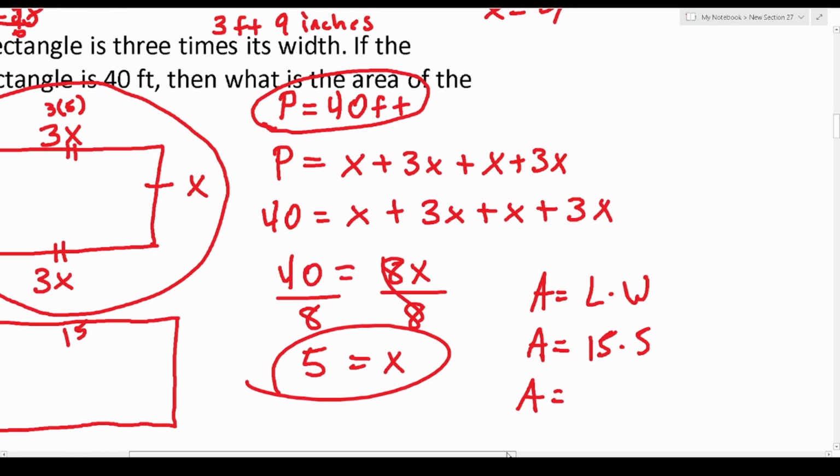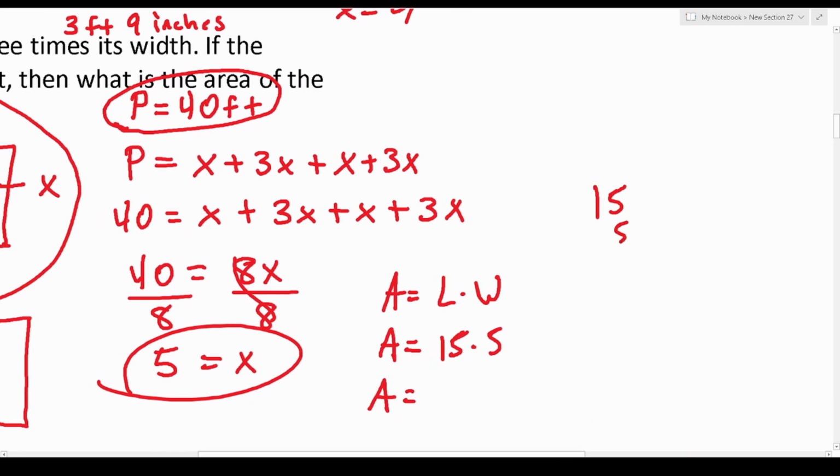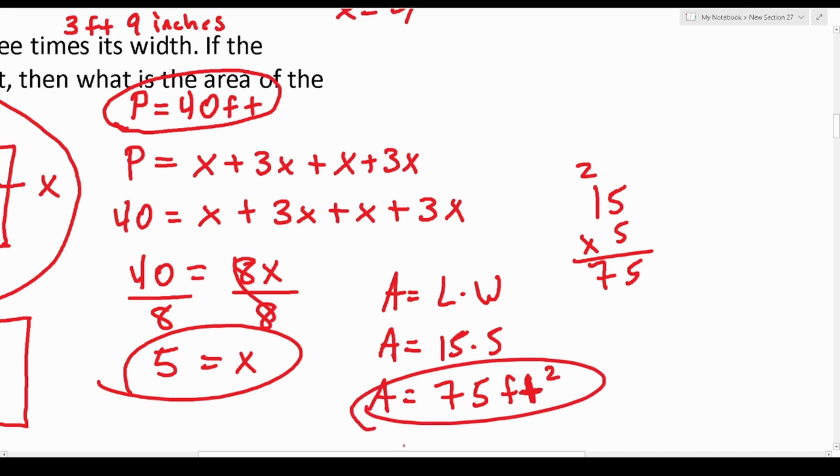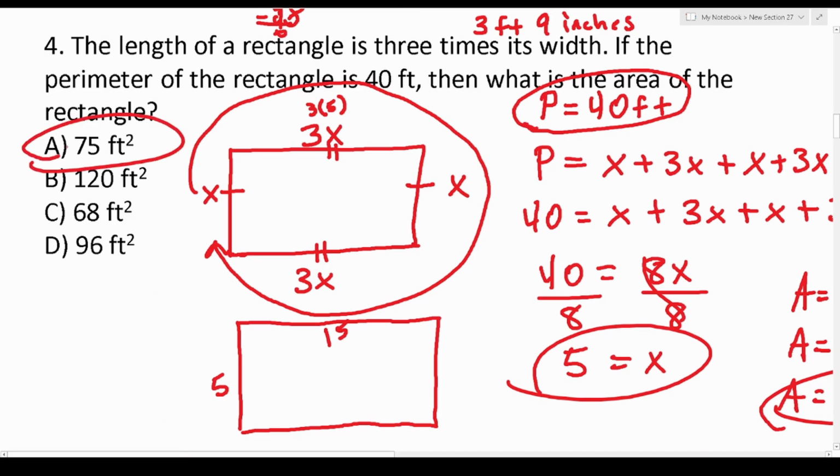In case you can't do that in your head, let's work that off to the side. 15 times 5. 5 times 5 is 25. Carry a 2. 1 times 5 is 5 plus 2 is 7. So the area of this rectangle is 75 feet squared. Okay, so that's that one. A lot of basic math to figure this one out. But again, this is an example of a problem you may see on the ASVAB. You have to be comfortable saying, well, if this is x and this is 3 times as long, that means that's 3x. Okay?